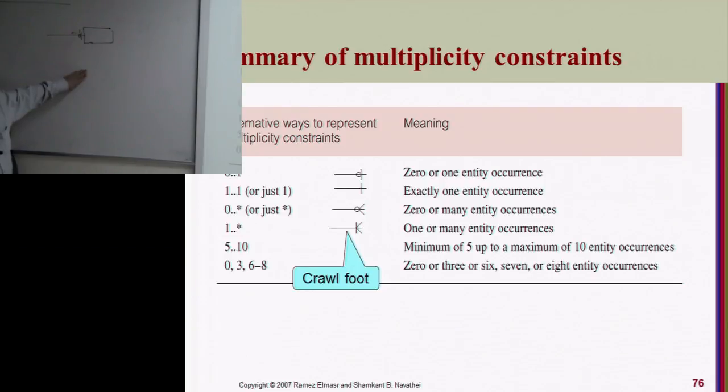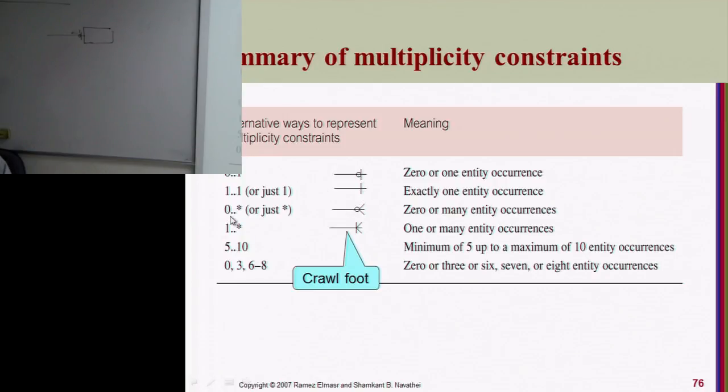And you may be asked in the exam to give it in the Crow's foot notation, or I give you an ERD diagram using Crow's foot notation, so you have to be able to read it. So 0 or 1, or 0 to 1. If it is 1 to 1, then it's just 1. We don't have to mention or draw the 0.